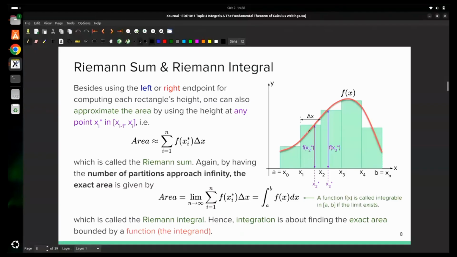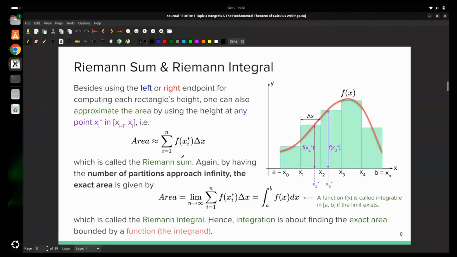Let's say now you want to find the height of this rectangle. You can use any x from x1 to x2, so I call that x2 star, or generally xi star. Because just now we demonstrated you can use left, can use right, can use midpoint, or in fact can use any x in between. So they call that xi star.